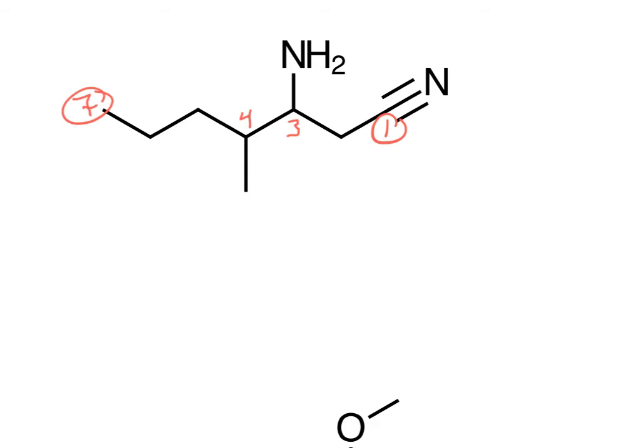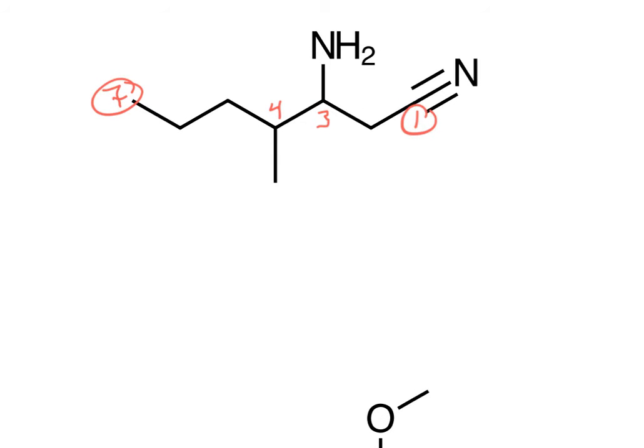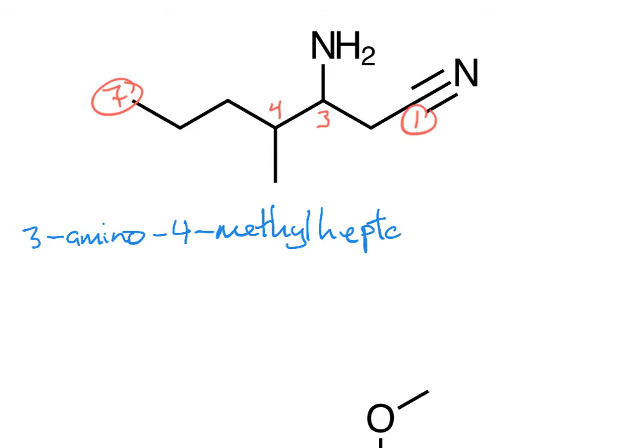All right, so let's go ahead and write out the full name of this molecule. We have 2 branches, the amino branch and the methyl branch, so I have to abide by alphabetical ordering. So this is going to be 3-amino, 4-methyl, and then I have 7 carbons, so that's hept. Everything's singly bonded, so that's ane. And then at carbon number 1, I have the nitrile. All right, so that's 3-amino-4-methylheptane-1-nitrile.